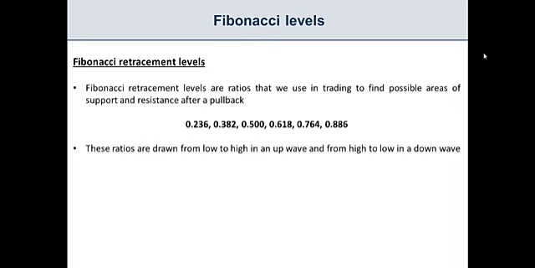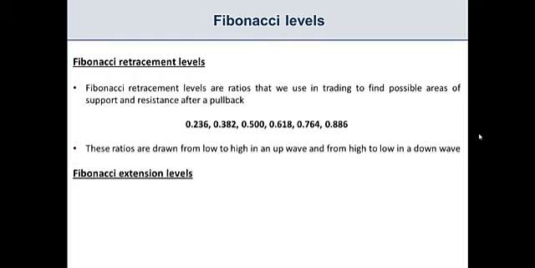These ratios are drawn from low to high in an up wave and from high to low in a down wave. Because these levels are possible areas where the pullback might end, in an up move you draw from low to high, and then you get the possible areas where the pullback might end and the trend might continue. And in a down move you draw from high to low because the pullback is to the upside, and we'll find these Fibonacci ratios as resistance before continuing with the down move. That is the simple way to approach Fibonacci retracement levels.